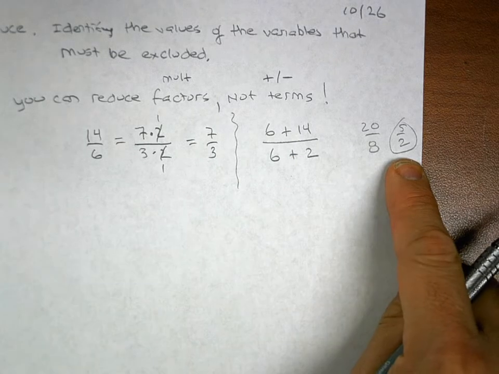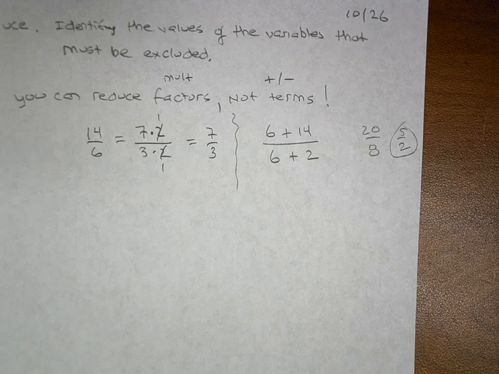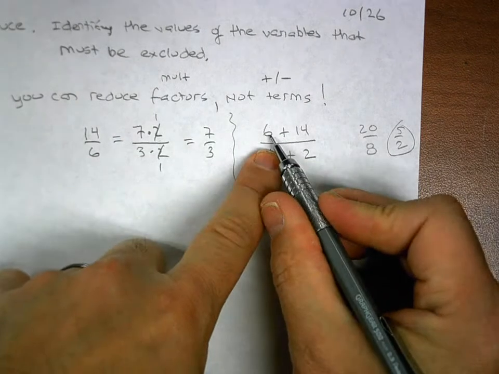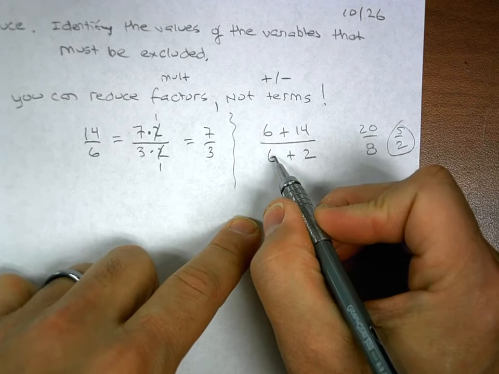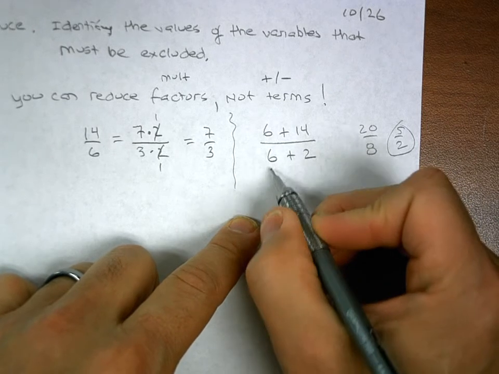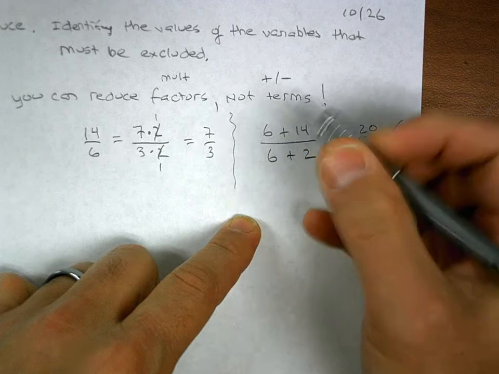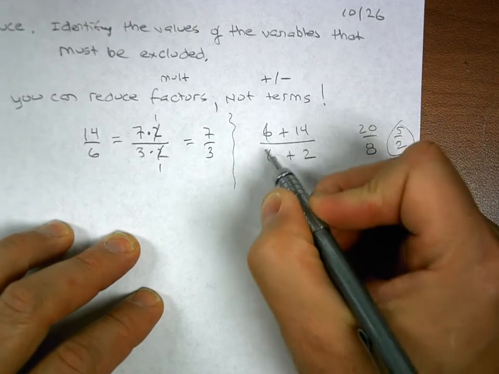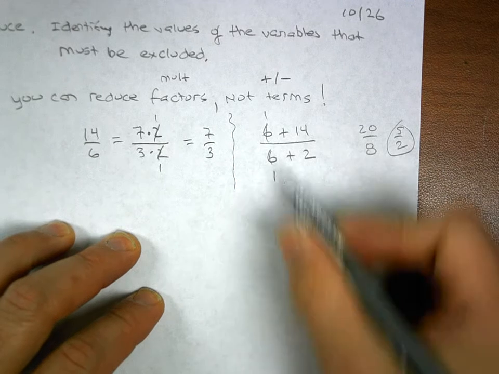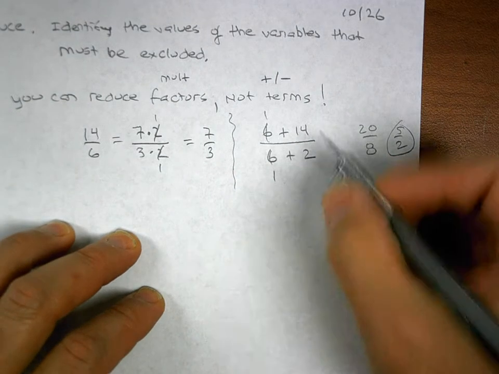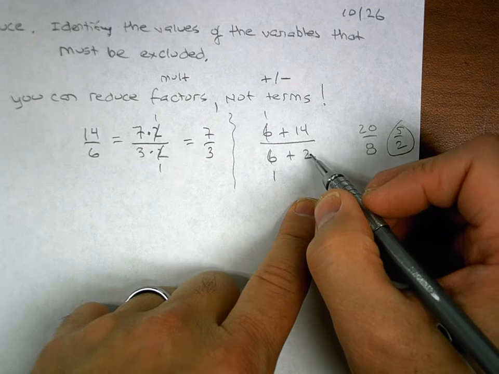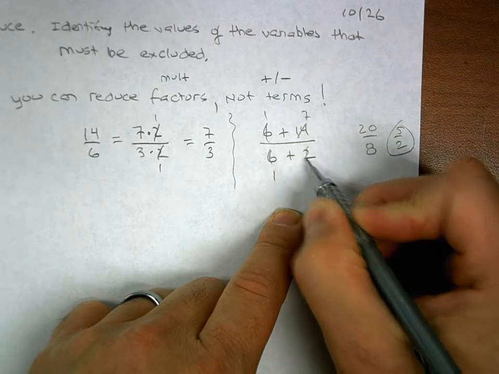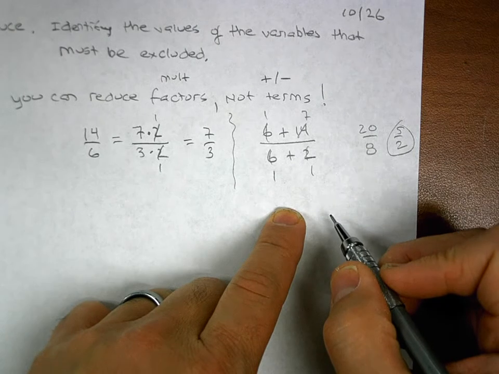But let's say we try to, and it looks inviting, cancel or reduce terms, because 6 is a term, right? What if we reduced out the 6 into the 6? Let's see what happens. Just go ahead and do it in your notes. We're going to cross it out. 6 goes into 6 once, leaves a 1 and a 1. Then the 14 and the 2, hey, that reduces. Isn't that 7? So 2 goes into 2 once, 2 goes into 14 seven times. There we go. Looks like we can.